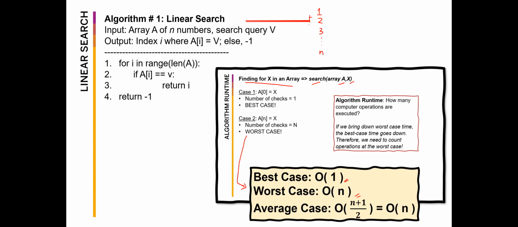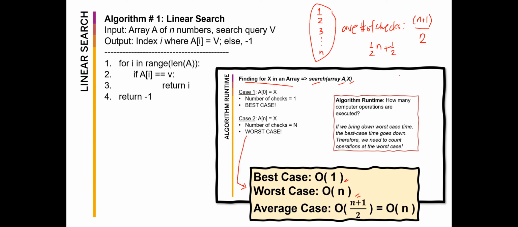So if we do a summation of all of this and make the average, the average number of checks will be n plus 1 divided by 2. So that's why it's O of (n plus 1) over 2. And this is equal to 1 half n plus 1 half.